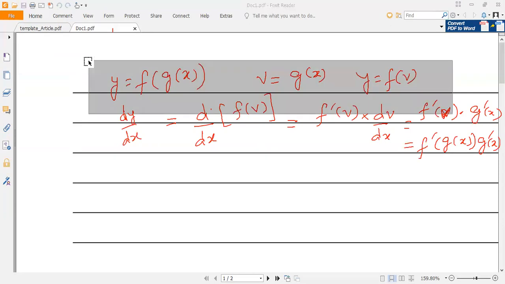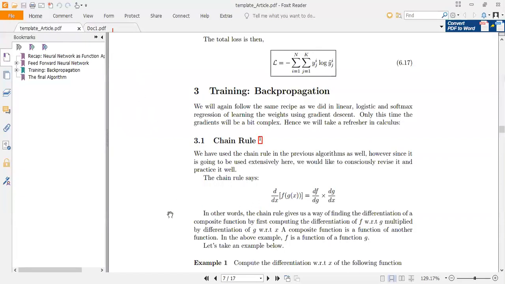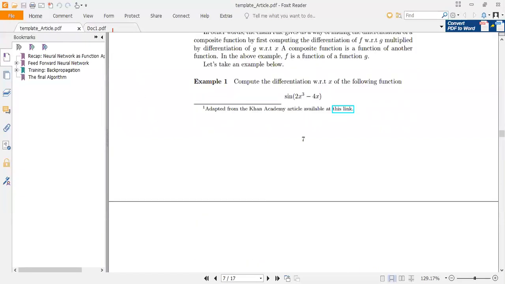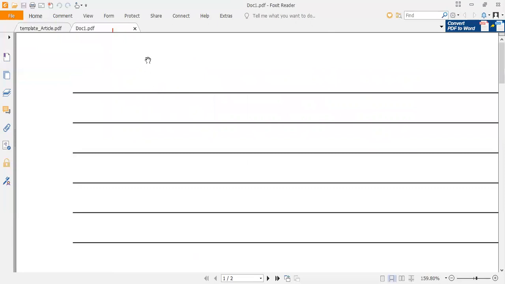So we can take an example. You have to revise this chain rule if you want to understand the whole concept here. You need to be well versed. So let me take this example: sine of 2x cube minus 4x. Let me check if this is the same. Yes, fine.